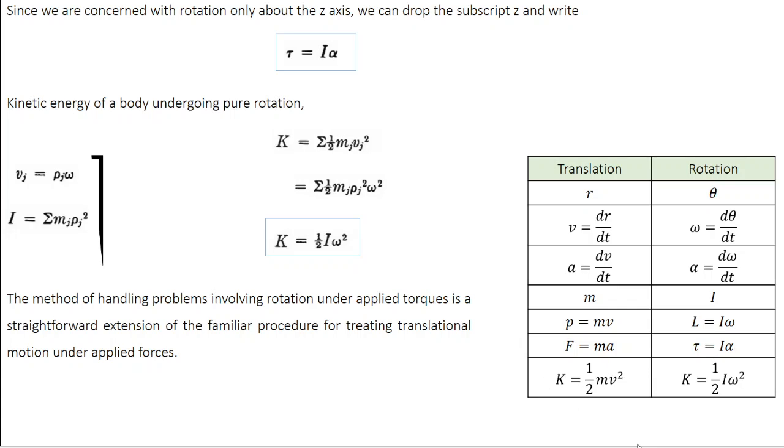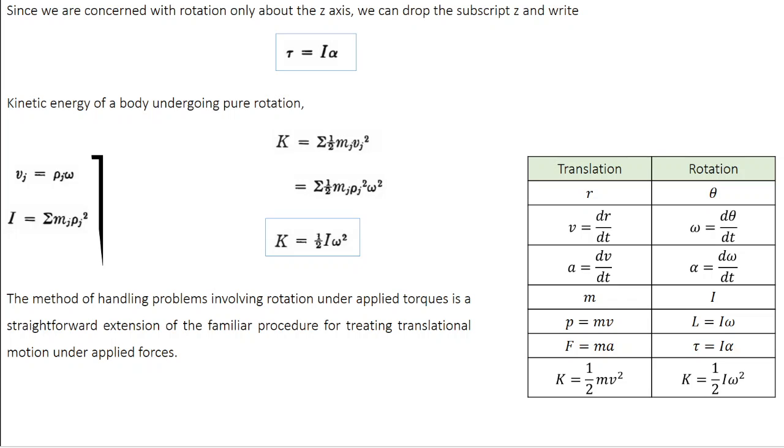Kinetic energy K equal to half mv square in the case of linear motion. Instead of m, you have once again I. Instead of v, you have angular velocity omega. So you get K equal to half I omega square. So the method of handling problems involving pure rotation under applied torques is a straightforward extension of the familiar procedure for treating translational motion under applied forces.